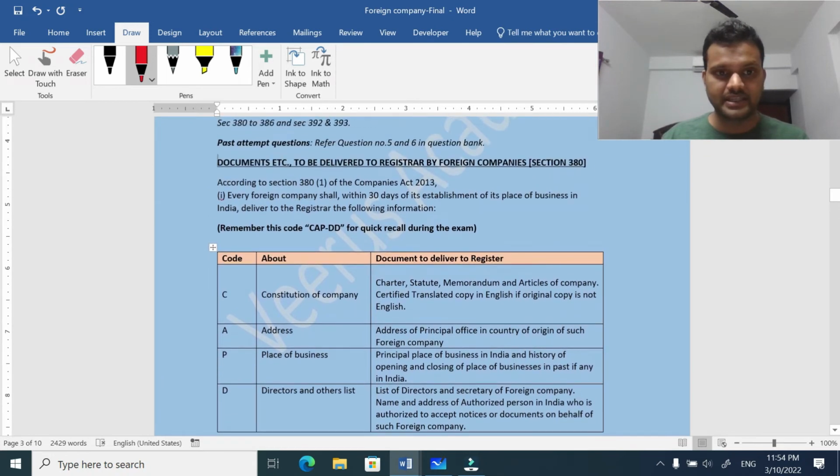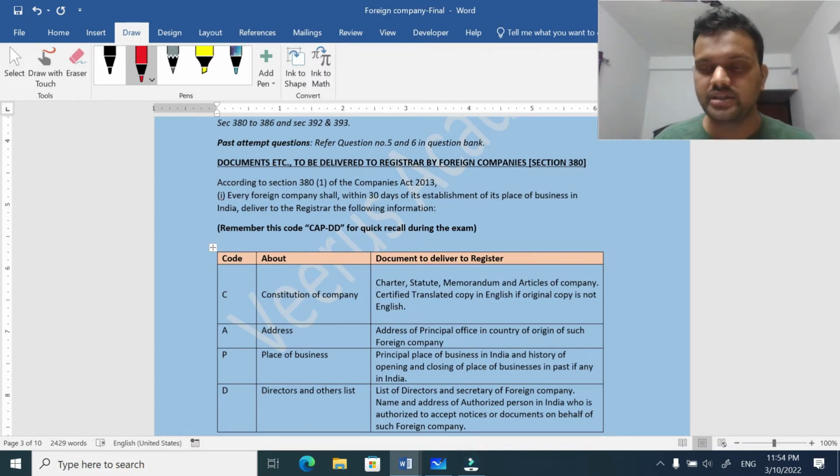Can we revise section 380 again? According to section 380 subsection 1 of the Companies Act 2013, every foreign company which has established a place of business in India, within 30 days of its place of business in India, needs to provide some information to the registrar.